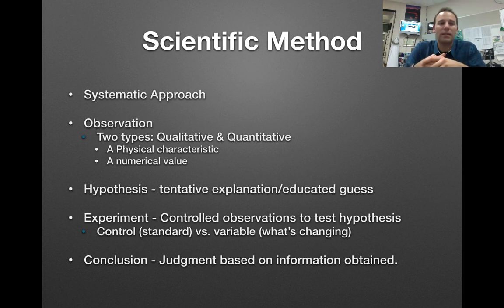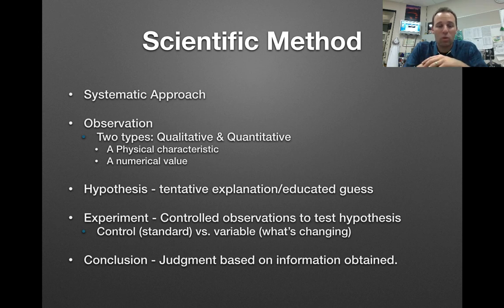Okay, so let's talk about that. First, you're going to make observations. And there are two types of observations that you need to know about, qualitative and quantitative. A qualitative observation is one that observes a physical characteristic like color, taste, odor, things like that. So you might say, that fish smells gross, or the food tastes sweet.